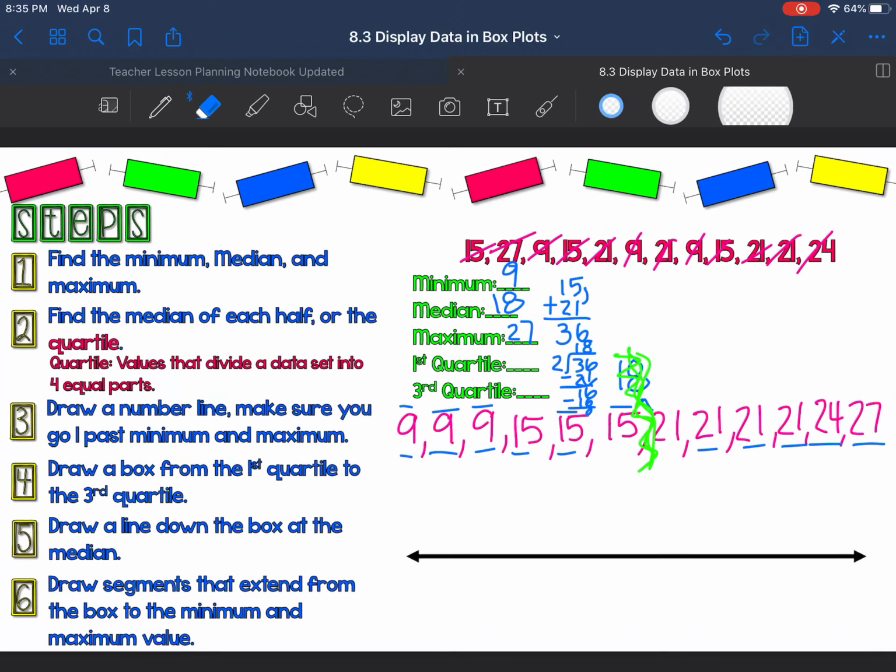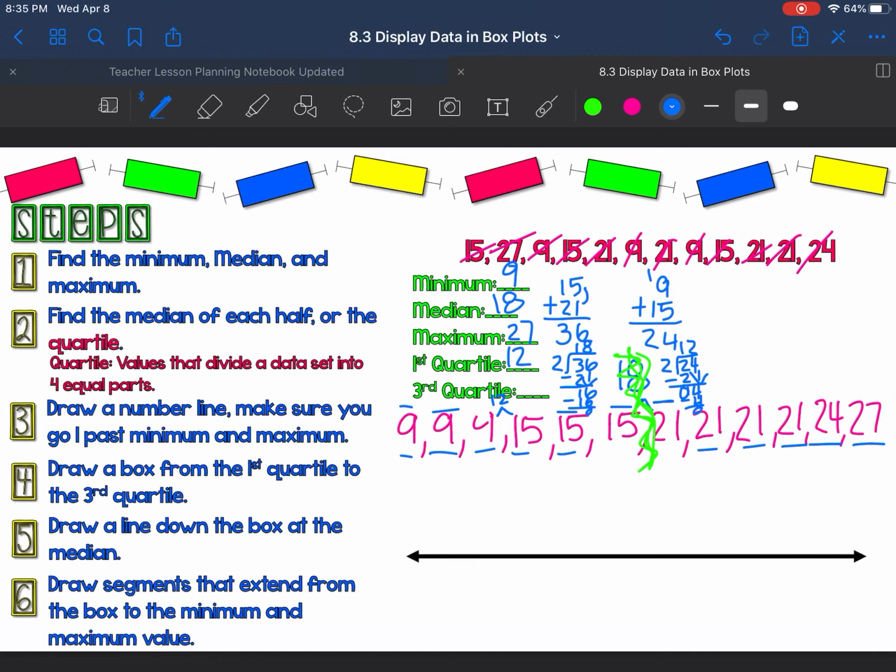So 9, 15, 9, 15, 9. Oh no, 9, 15. So I need to once again add and find the mean. 9 plus 15 is 24. 1 plus 1 is 2. So I need to do 24 divided by 2, which hopefully some of us know in our heads. But in case we don't, we're doing the work, and that shows me that my first quartile is 12.